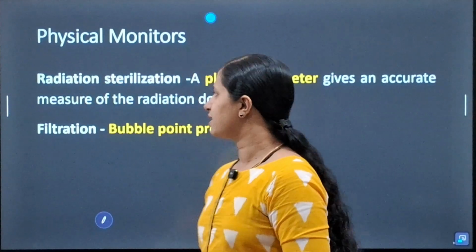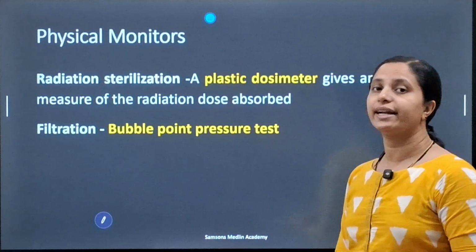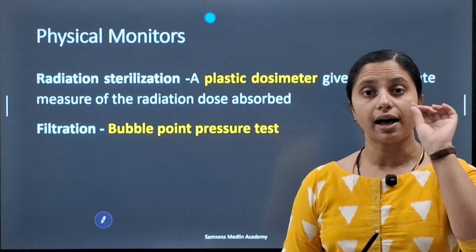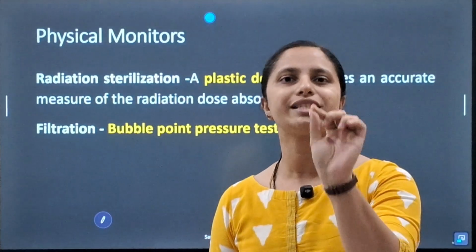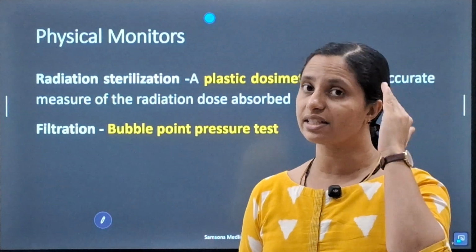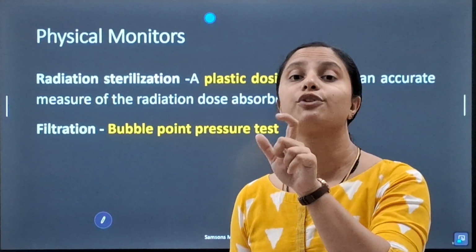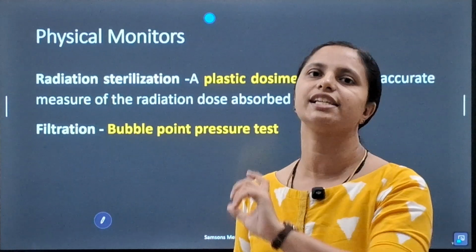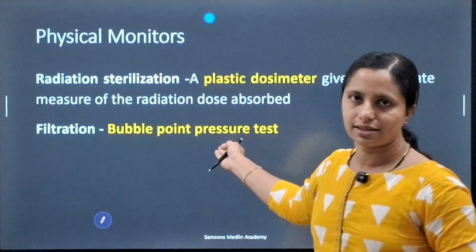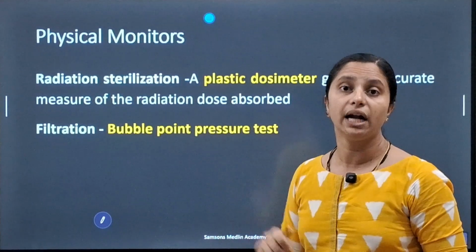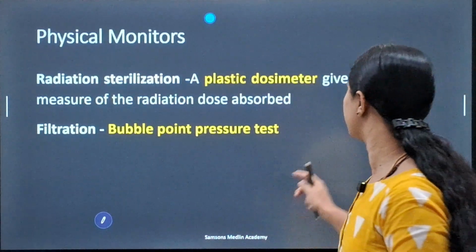Apart from that, there are some physical monitors of sterilization. First is radiation sterilization. For radiation sterilization, we can use a plastic dosimeter as the physical monitor. Whenever the term dosimeter comes, let the words radiation dose come to your mind. So dosimeter for radiation dose, that is for the evaluation of radiation sterilization. Coming to filtration sterilization, the physical monitor is the bubble point pressure test. Bubble point pressure test is used to evaluate filtration sterilization.